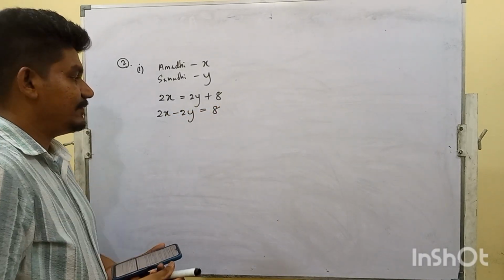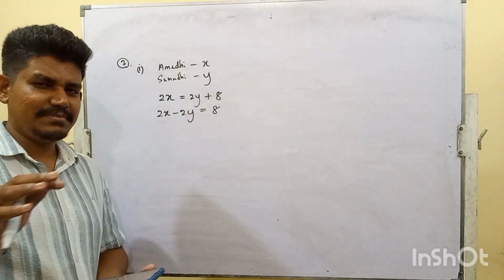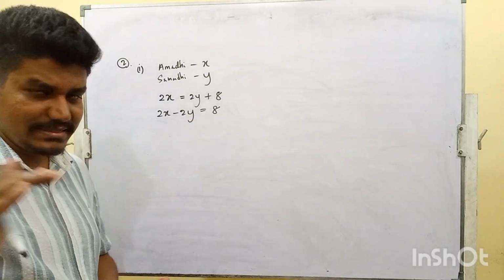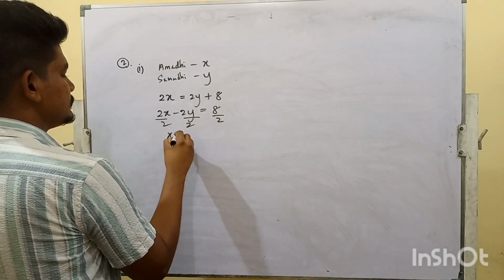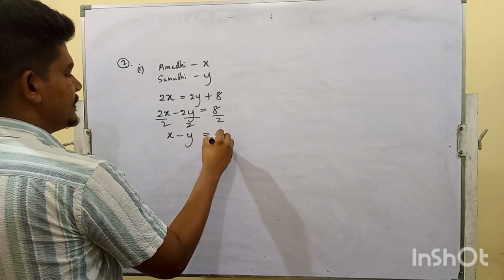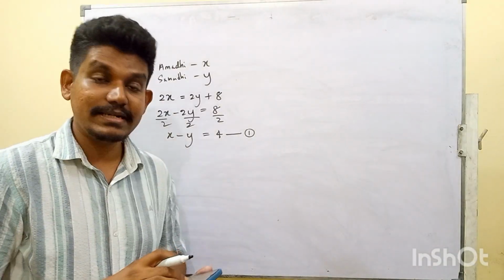Then can you see? We have the same coefficients here for the first 2 terms, and all the 3 terms can be simplified, isn't it? We can divide them all by 2. I'm going to divide the whole equation by 2. x minus y equals 4. That's what the first equation is. Then we could build up the second equation.